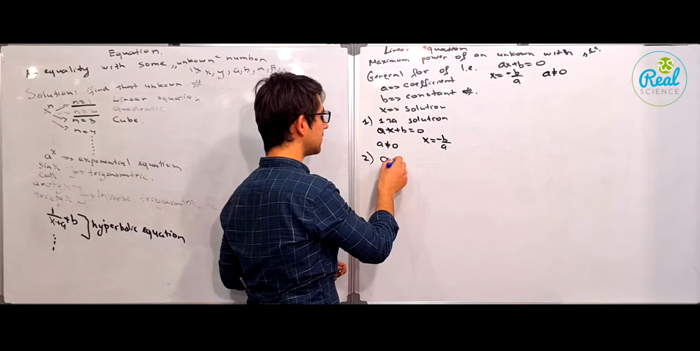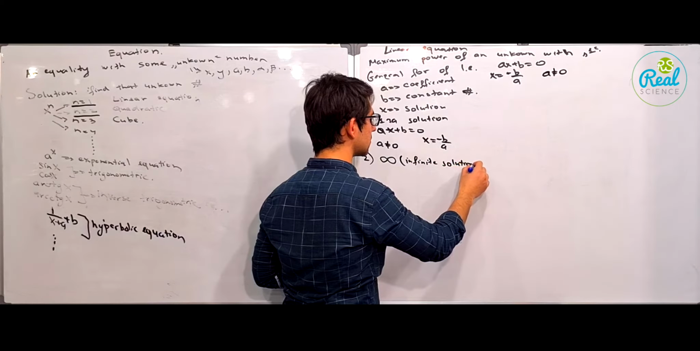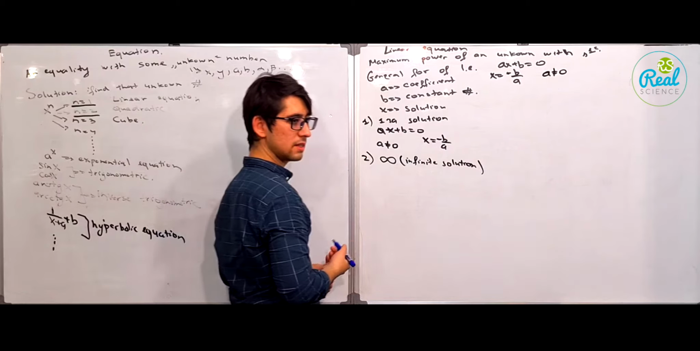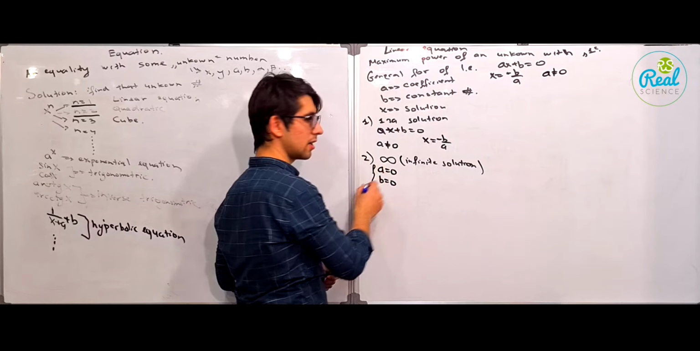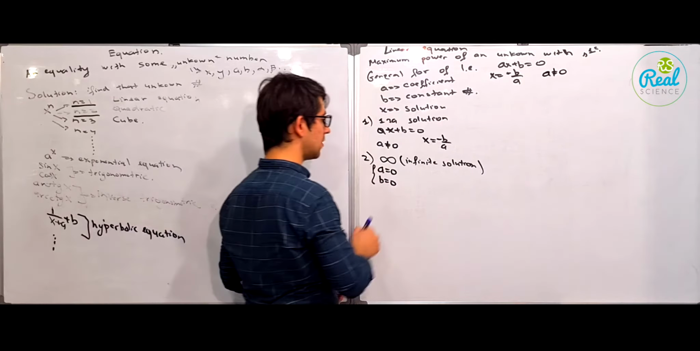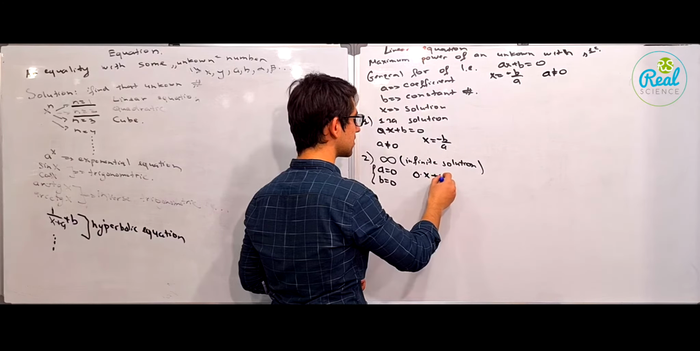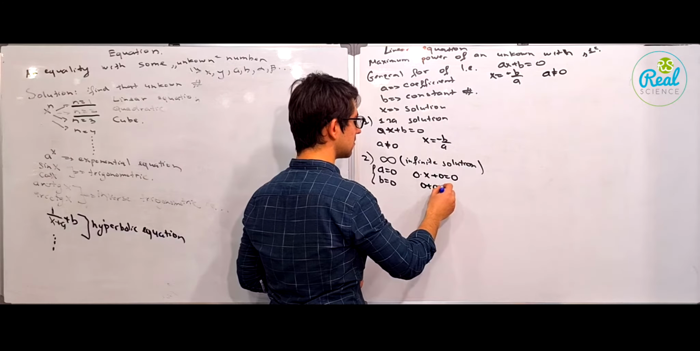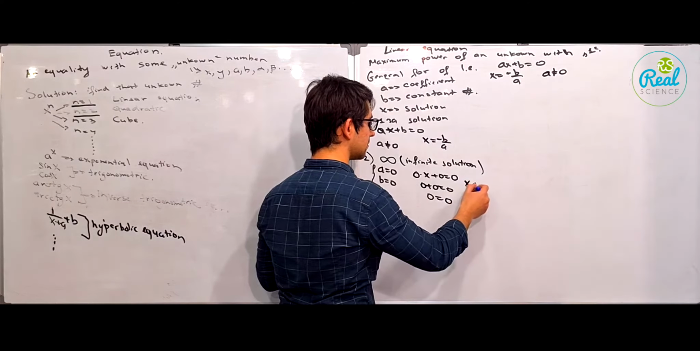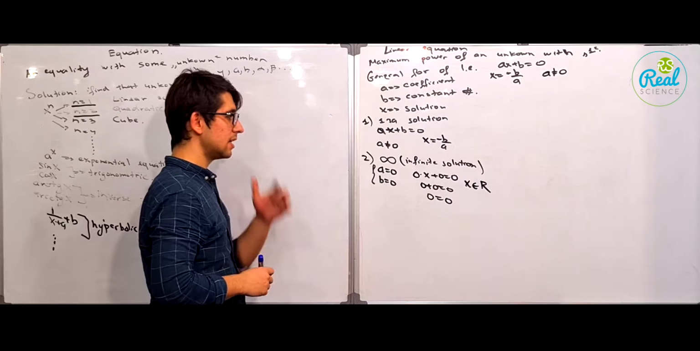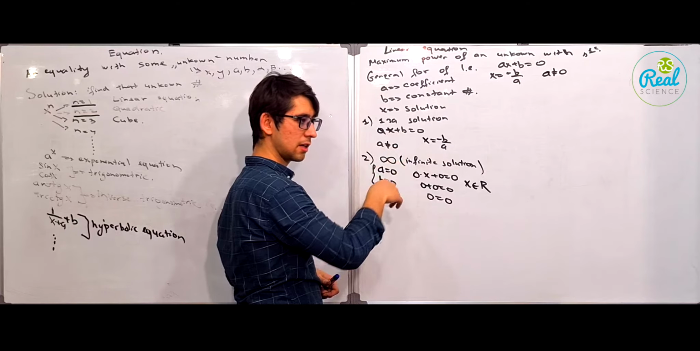So the second form is to have infinite solutions. How can it be? When a equals 0 and b equals 0 simultaneously, right? Both of them have to be equal to 0. So the form will turn into 0x plus 0 equals 0. 0 plus 0 equals 0, and it is satisfied always, right? So x has infinite solutions. This equation does not depend on the value of x, right?